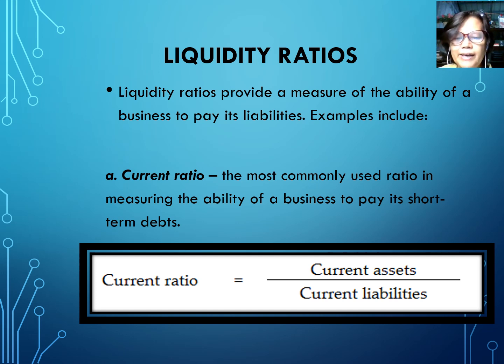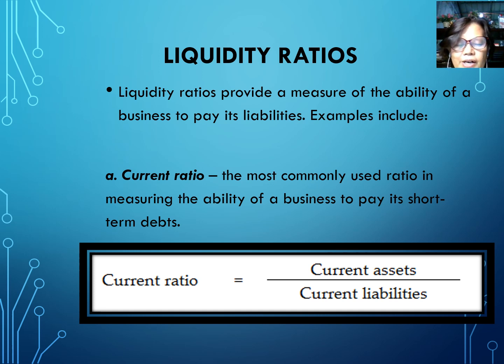So what are the components of the current assets? We have cash on hand, cash in bank, petty cash fund, working change fund, yun. Then, accounts receivable, marketable securities, and inventories. Okay, so yun ang mga current assets. How about the current liabilities? Ito yung mga accounts payable, short-term loan, no? Yung current na kayang bayaran hanggang 12 months or operating cycle.